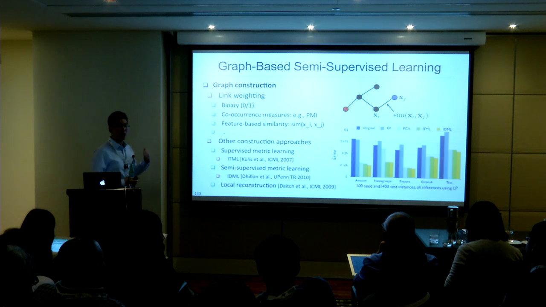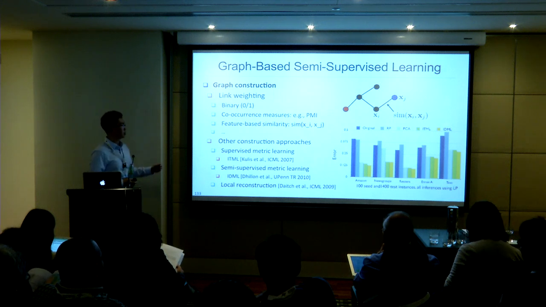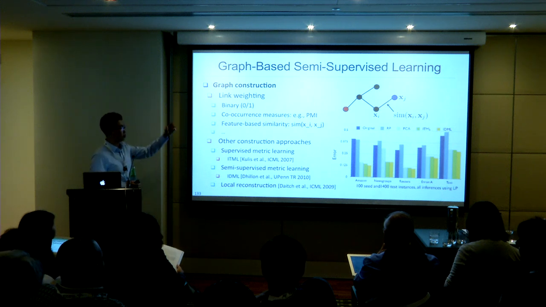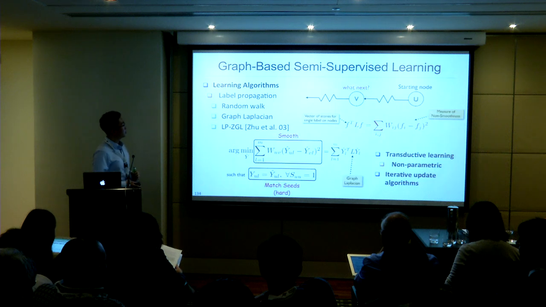And how do you weight each link? You can do just binary, or you can use co-occurrence measures like pointwise mutual information. And you can even compute a feature-based similarity between the nodes to build up the weights for the links. And you can do manifold learning or local reconstruction methods. I'm not going to dive into details for this. You can look at the references for more details.